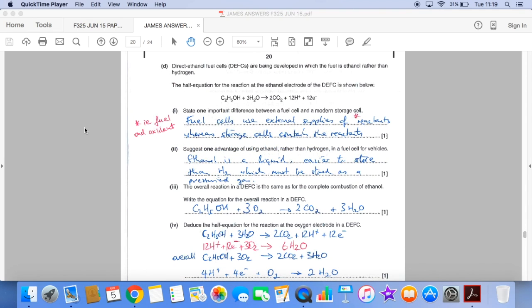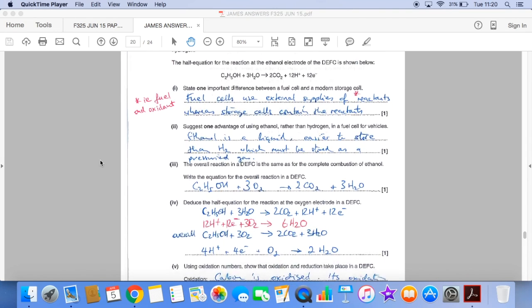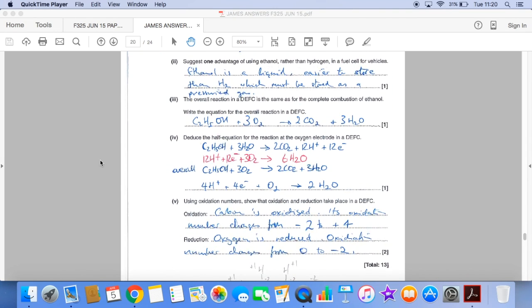Last part of the question now, part D, all about fuel cells. So one important difference between a fuel cell and a modern storage cell: fuel cells use external supplies of reactants, or you could say fuel and oxidant, whereas storage cells actually contain the reactants within them. An advantage of using ethanol rather than hydrogen in a fuel cell for vehicles: ethanol is a liquid, it's easier to store than hydrogen, and hydrogen has to be stored as a pressurized gas. It's very difficult to do that.